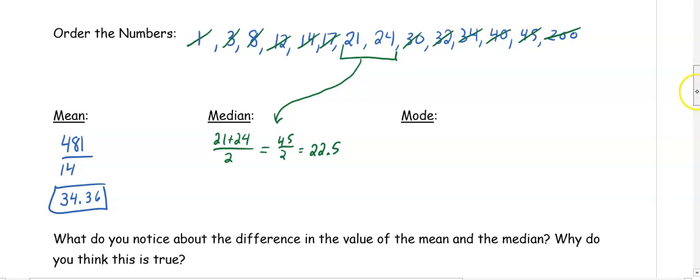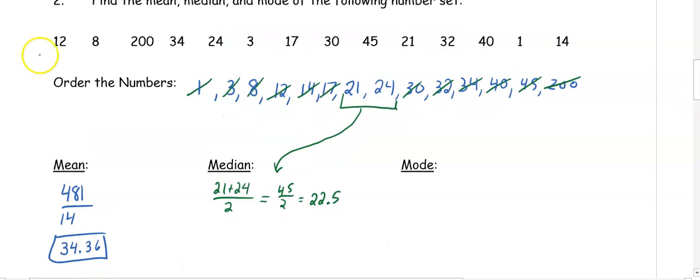For our mode, if we go back up to the list where we didn't cross anything out, we notice every number only shows up once, so in this case we have no mode. The number has to occur more than once to be a mode.